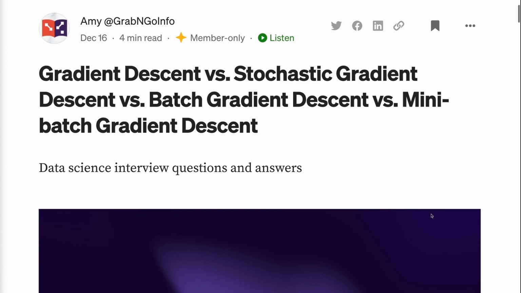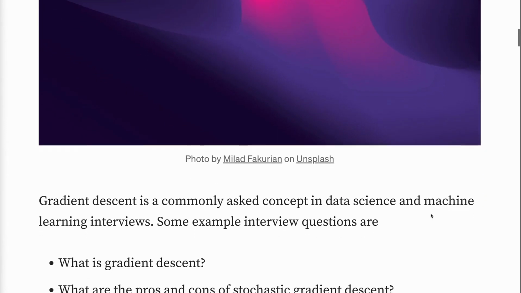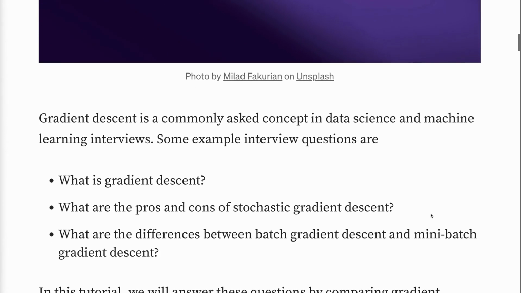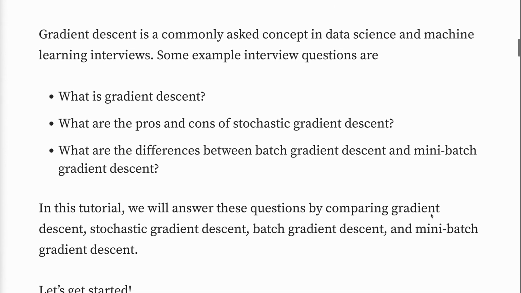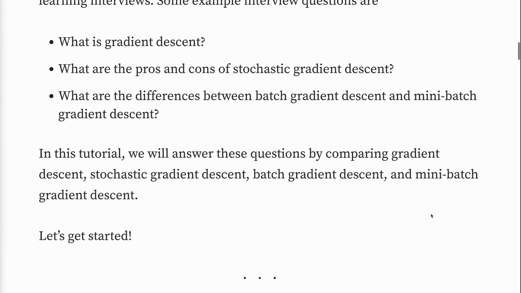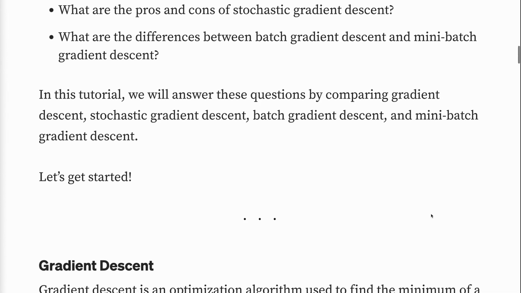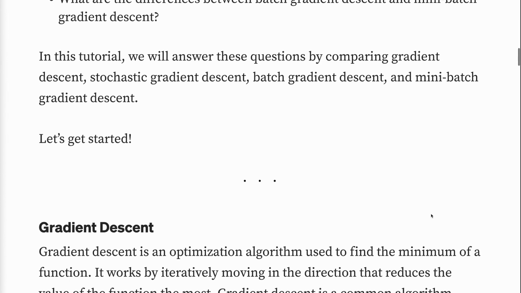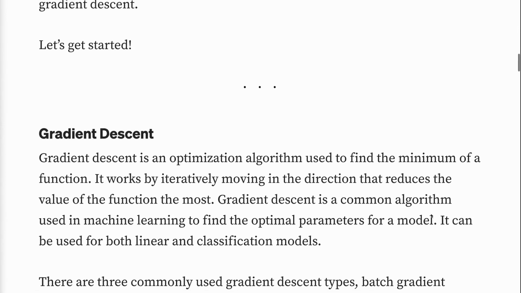Gradient descent is a commonly asked concept in data science and machine learning interviews. Some example interview questions are: what is gradient descent? What are the pros and cons of stochastic gradient descent? What are the differences between batch gradient descent and mini-batch gradient descent? In this tutorial, we will answer these questions by comparing gradient descent, stochastic gradient descent, batch gradient descent, and mini-batch gradient descent. Let's get started.